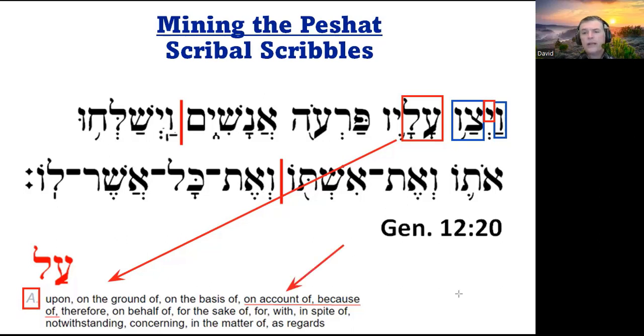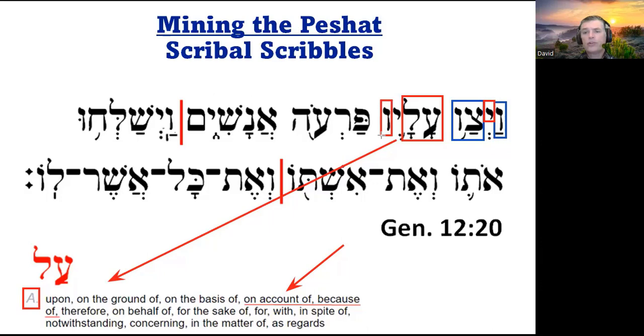Whenever you have a preposition and you have a pronoun that's been appended onto the end of that preposition, like we have here, the pronoun appended onto the end is always going to be in the objective case, meaning it stands in the place of a direct object. So the vav is the third person masculine singular objective pronoun meaning him.